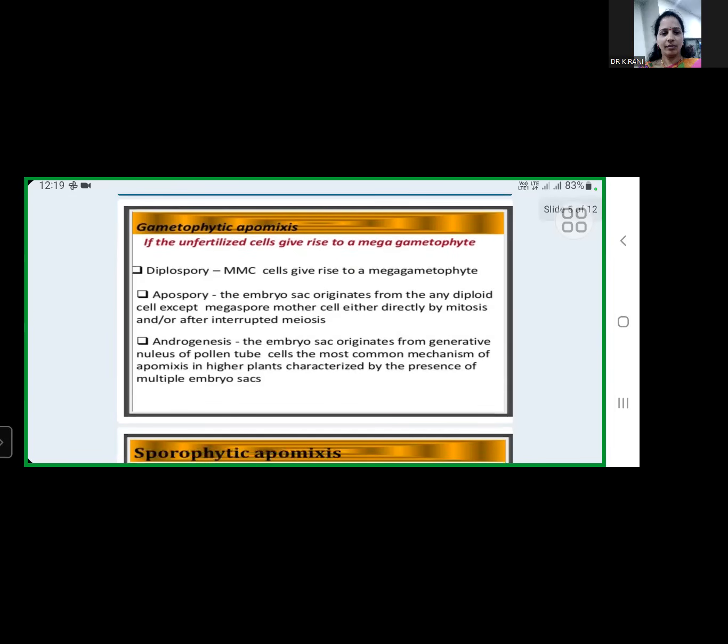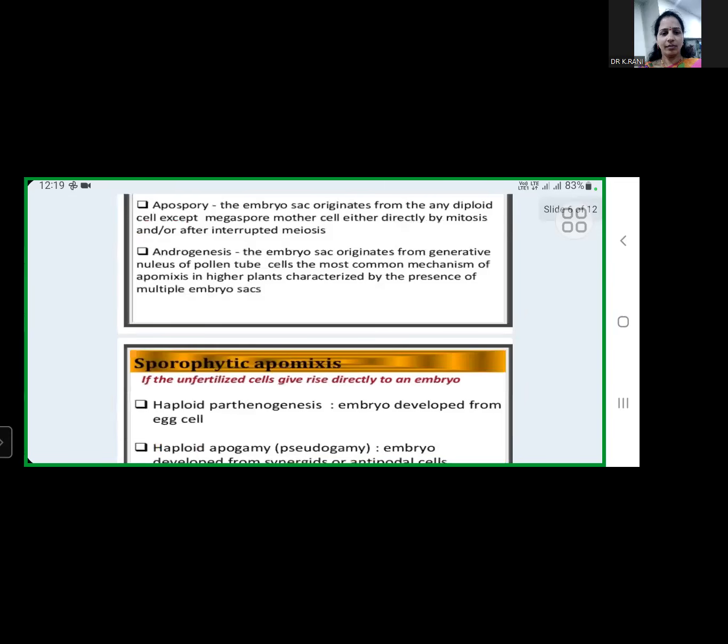And another is androgenesis. Androgenesis means the embryo sac originates from the generative nucleus of pollen tube cells. The most common mechanism of apomixis in higher plants is characterized by the presence of multiple embryo sacs. So this is the sporophytic apomixis.